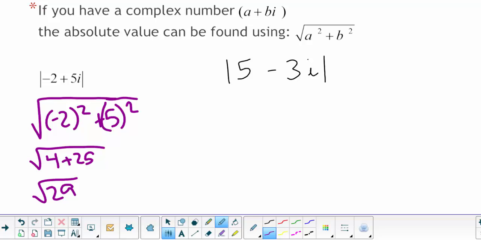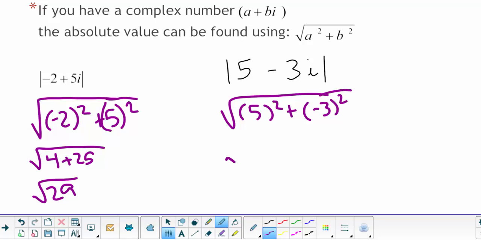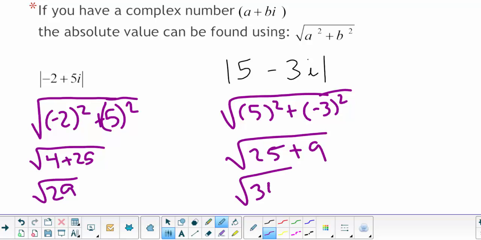All right, so let's do the next one. Then we'll talk about where this is coming from. So we got the square root of 5 squared plus -3 squared. So that's going to give us 25 plus 9. So when we add those together, we end up with the square root of 34. 34 does not have any perfect squares in it, so that's as far as we can go there.